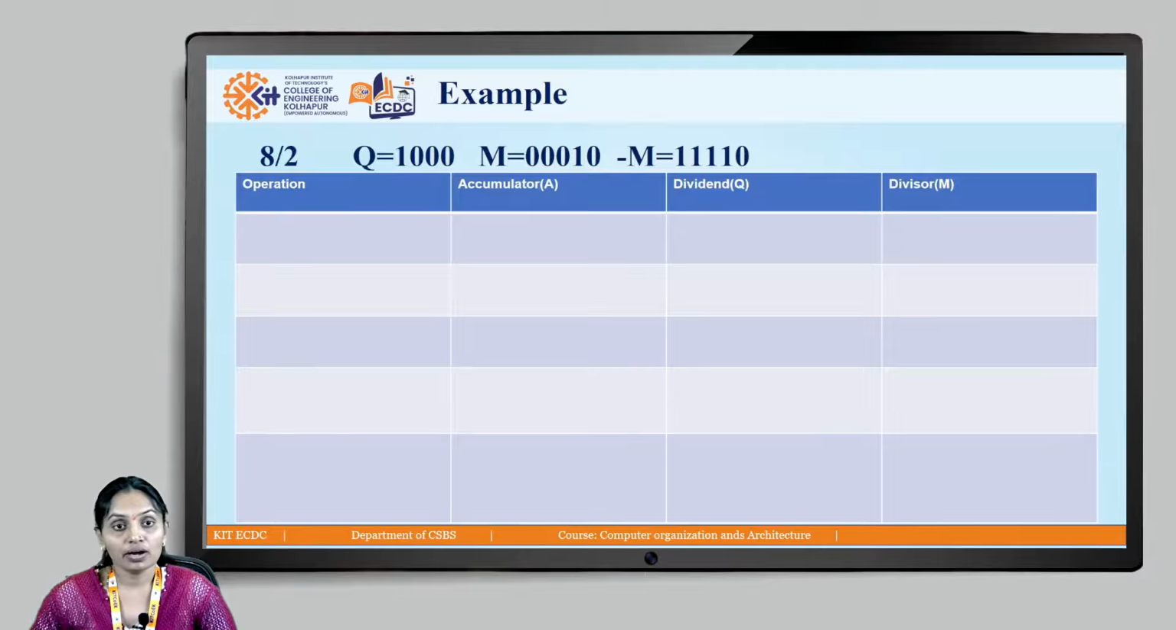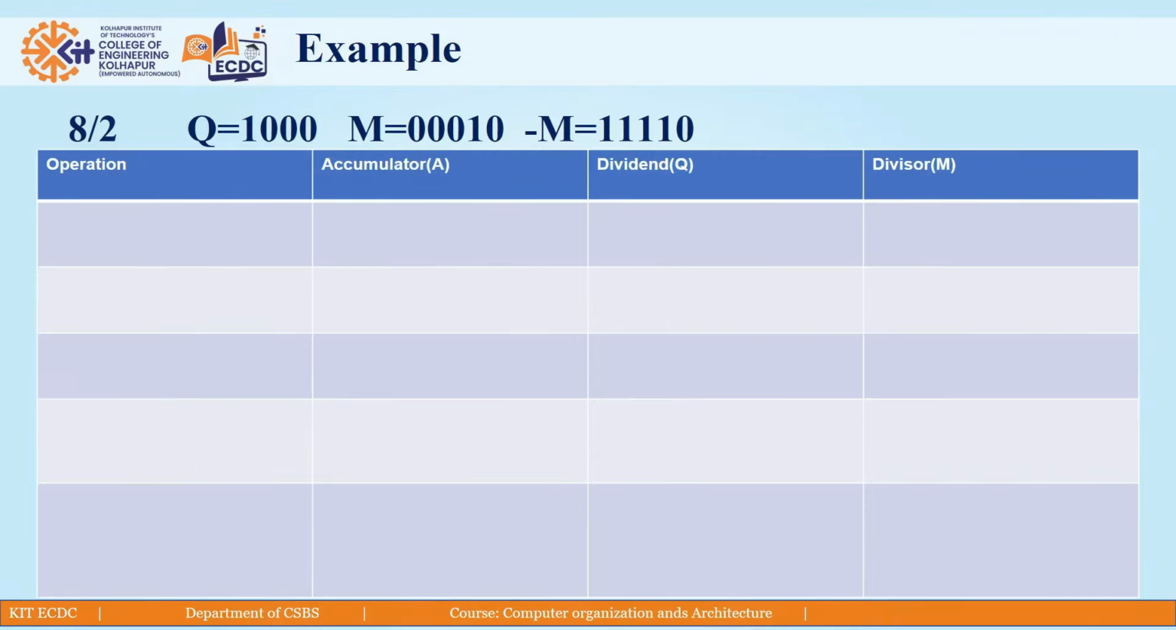Now one more thing to keep in mind: depending on the dividend bits, how many bits do we have? There are 4 bits. So for the accumulator and for the divisor, we have to consider 5 bits, that is the dividend bits plus 1 extra bit. Initially the accumulator is loaded with 00000, 5 zeros, and for the divisor we can check the plus M and minus M values. Now we will perform some operations so that you can understand it.